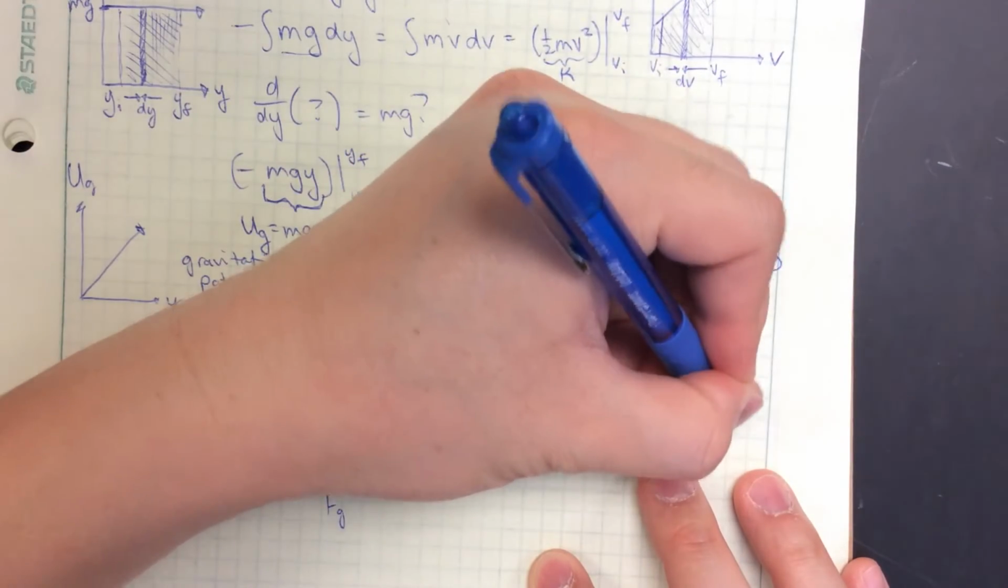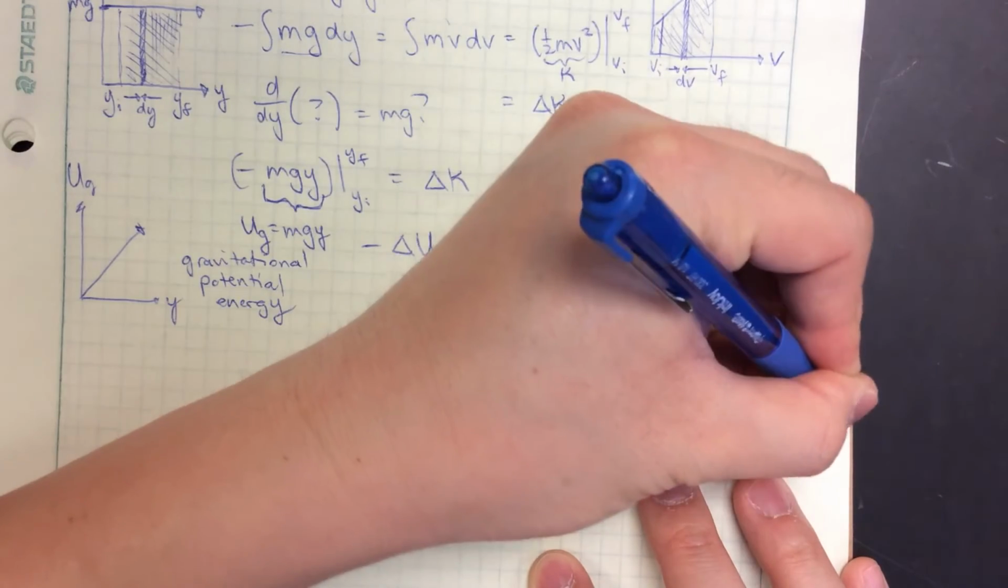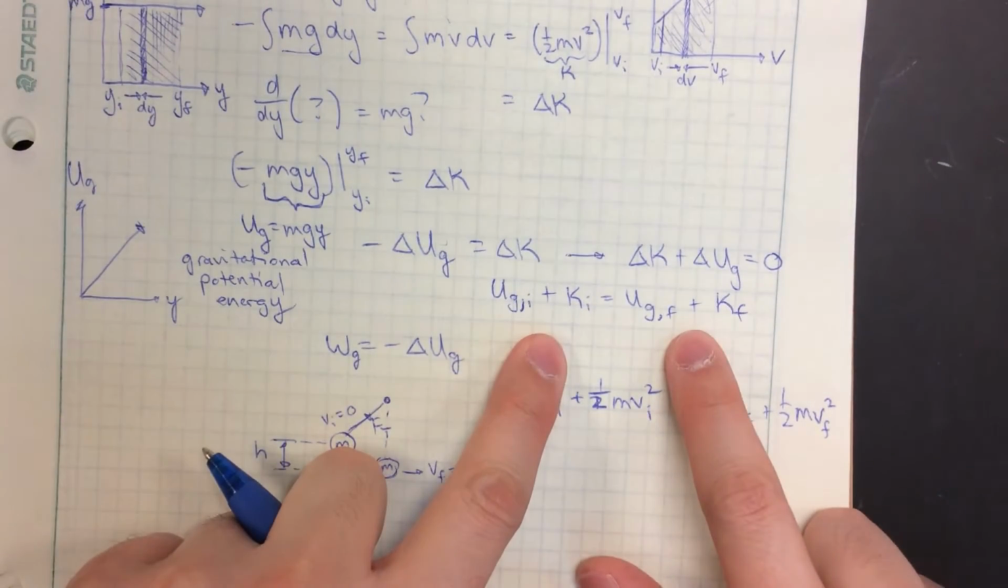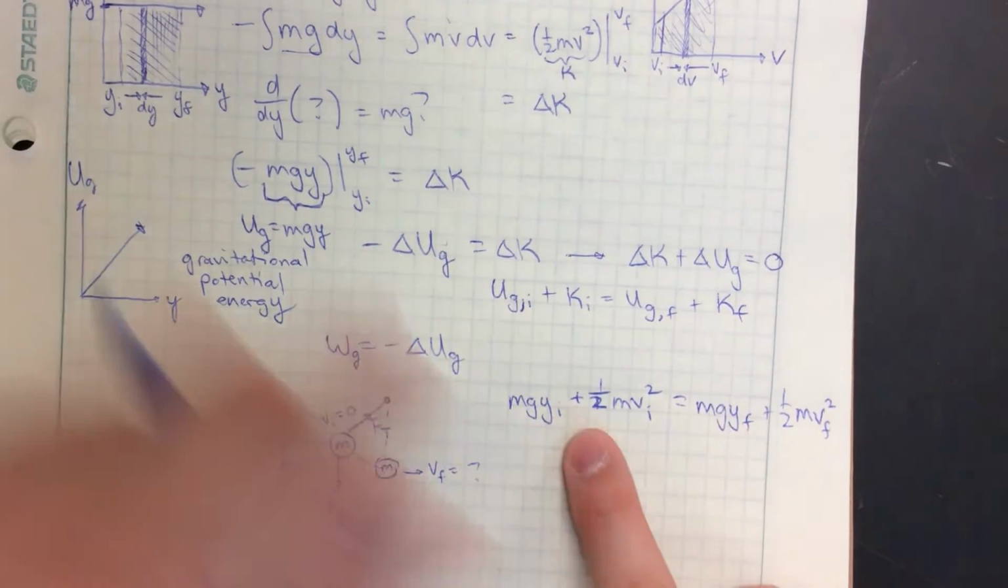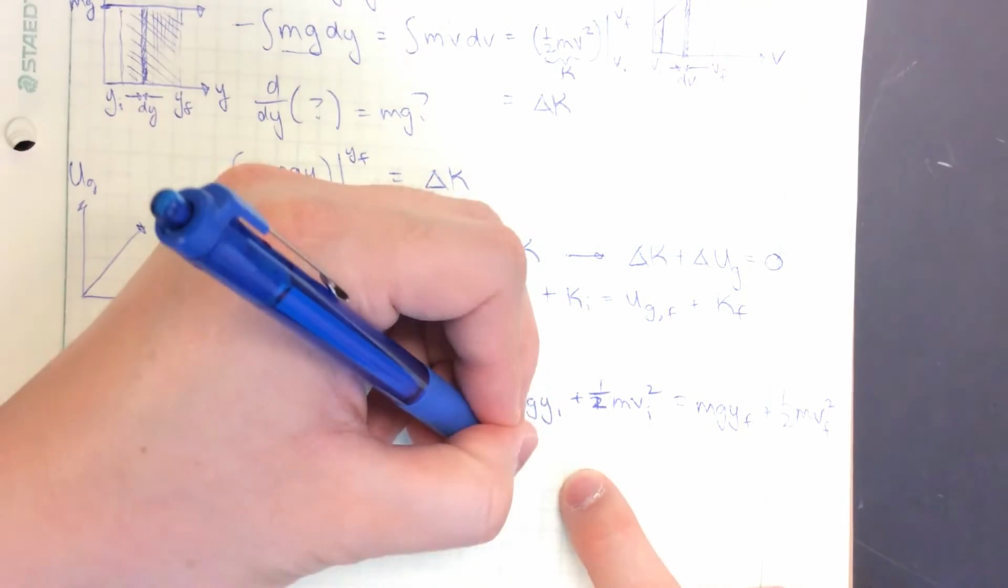Must equal mgy final plus 1/2 mv final squared. Right? This is basically saying that, which means that this is just mgh.